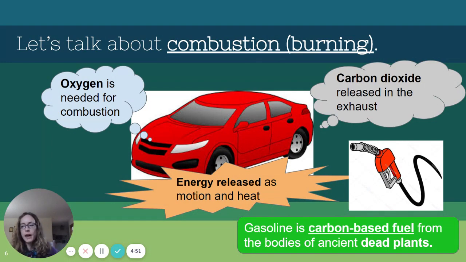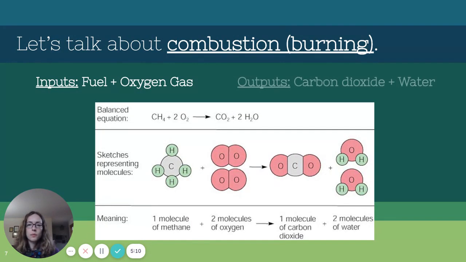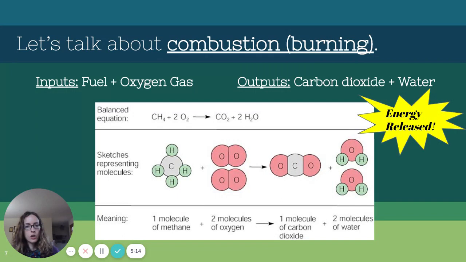The same thing happens with a fire. The carbon from the wood is going to be transformed into carbon dioxide. So the reason that our cells need oxygen is for this kind of combustion. You're going to fuel your cells with food. You're going to need oxygen to help you burn that fuel. It will give off carbon dioxide and water, and it will release energy. That's kind of the big picture of combustion.